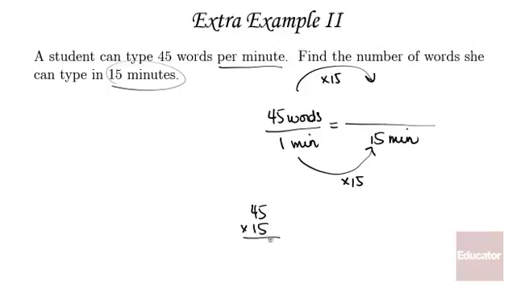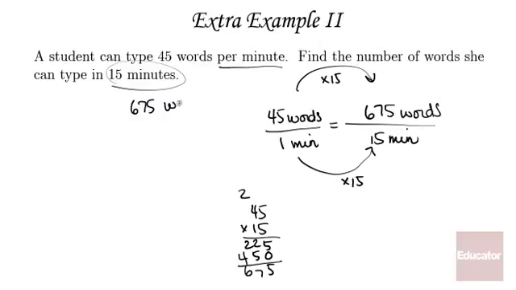45 times 15. 5 times 5 is 25. 2, hold the place, 5 and 4. 5, 7, and 6. So in 1 minute, if this student can type 45 words, in 15 minutes, much more time, this student can type a lot more words, 675 words. Find the number of words she can type in 15 minutes. She can type 675 words.